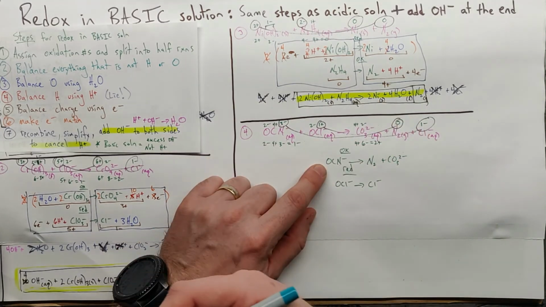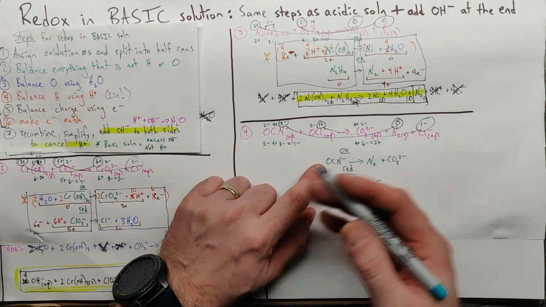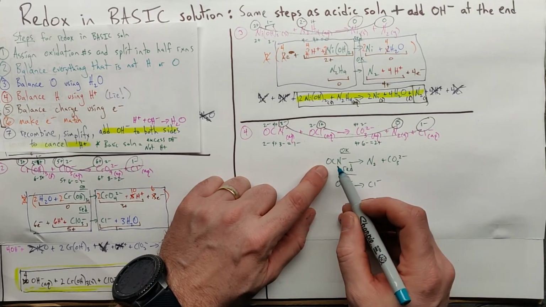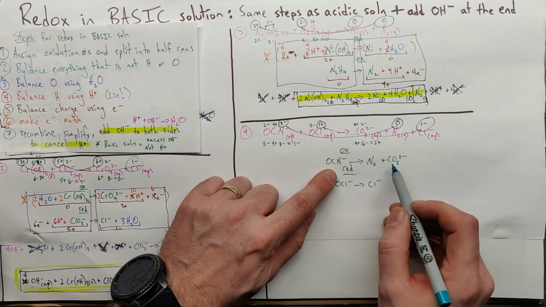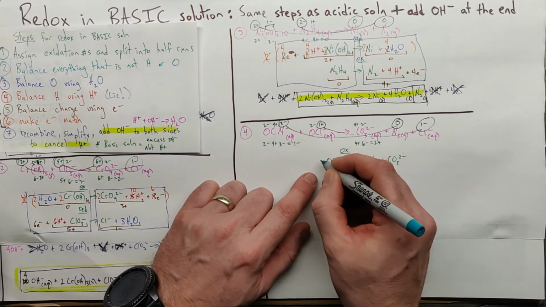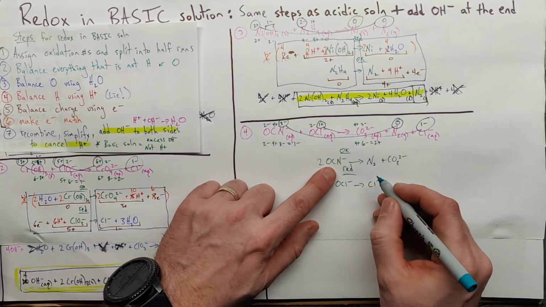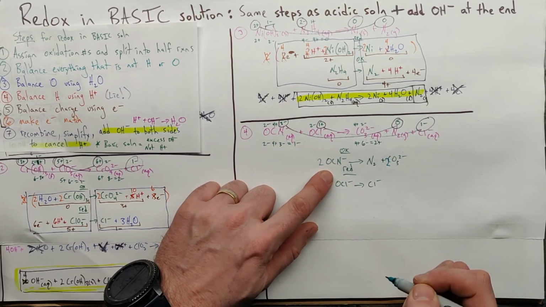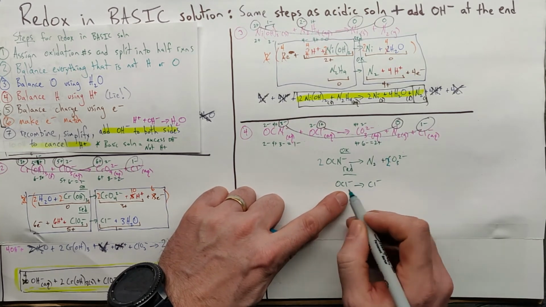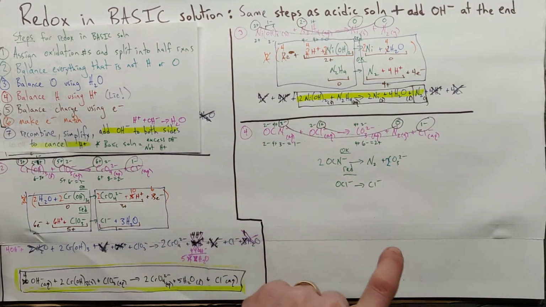Our rules: we need to look for anything in its elemental state. We need to balance everything that's not hydrogen or oxygen. In this case, I've got 1 carbon and 1 carbon, but I have 2 nitrogens. So we're going to put that 2 in there, which screws up our carbons, so then we need a 2 right there. Oxygen, chlorine, chlorines match. We can move on with our lives.